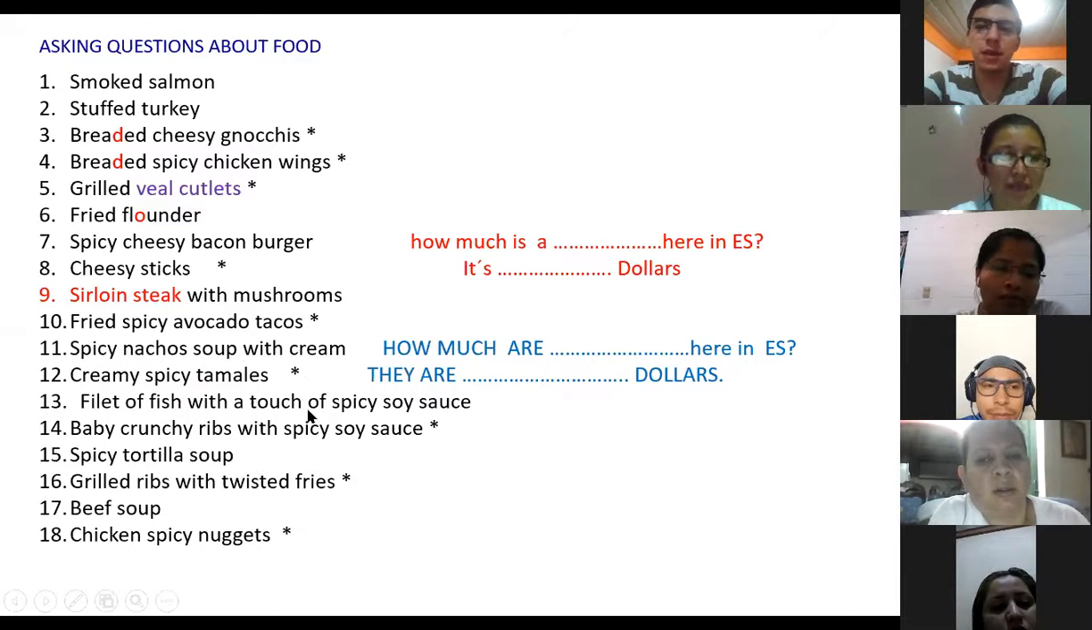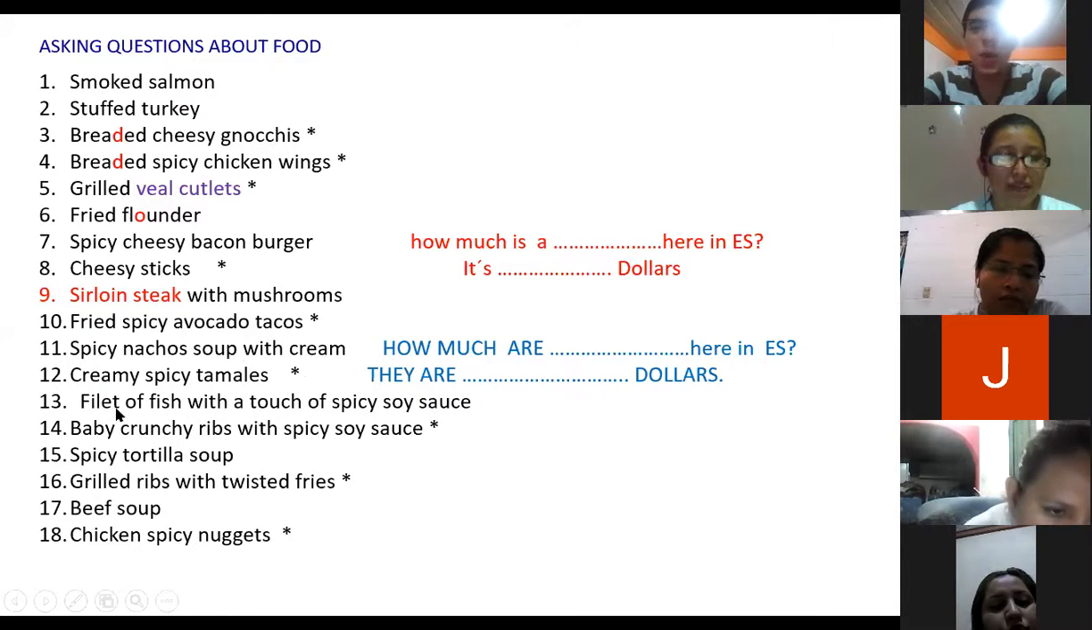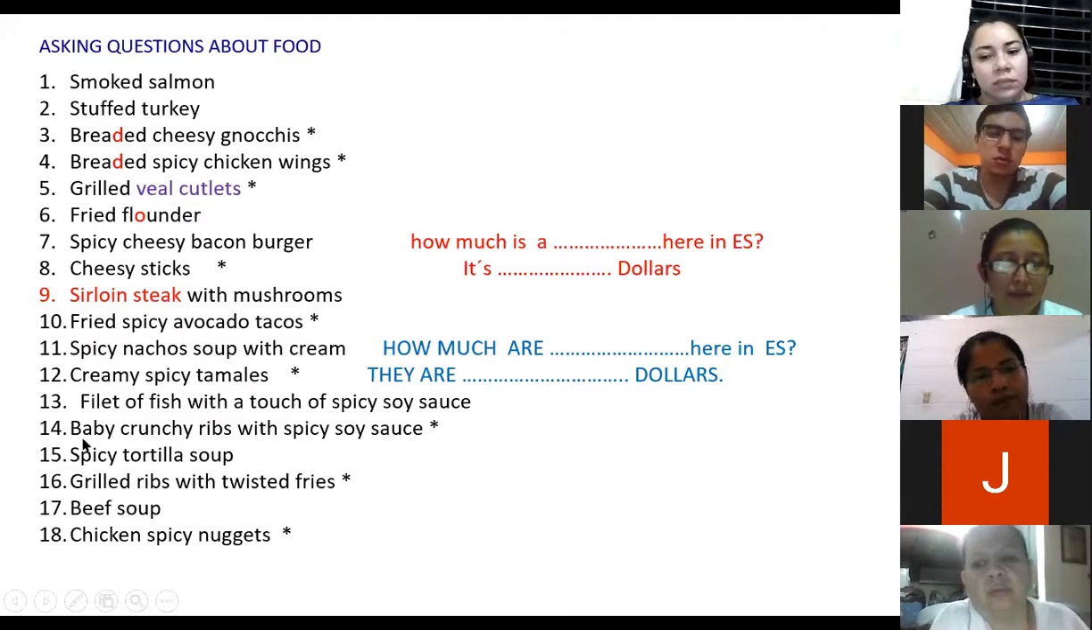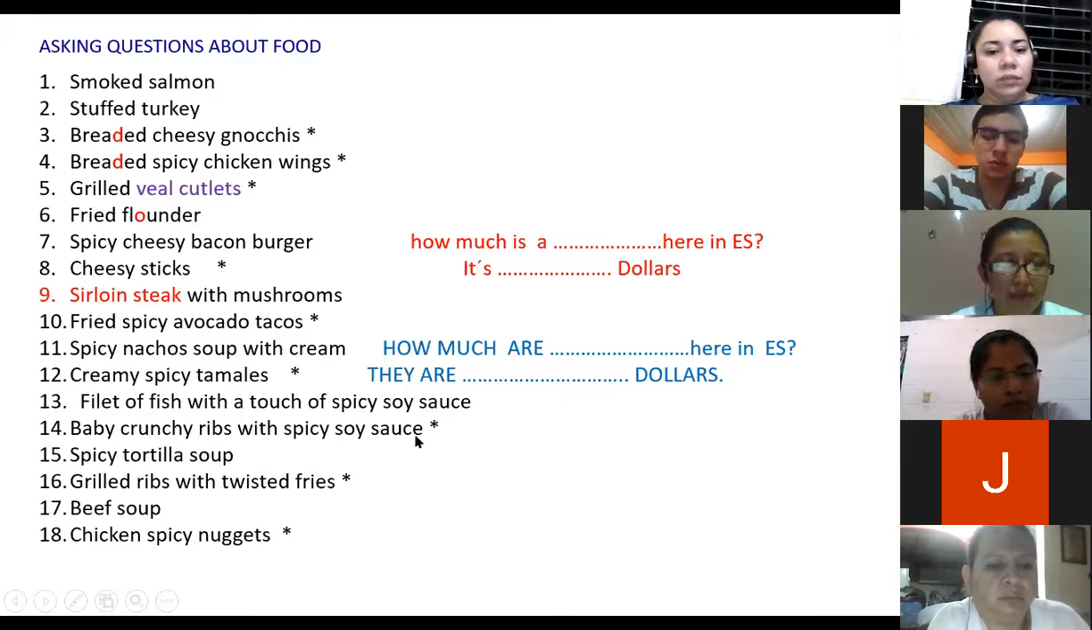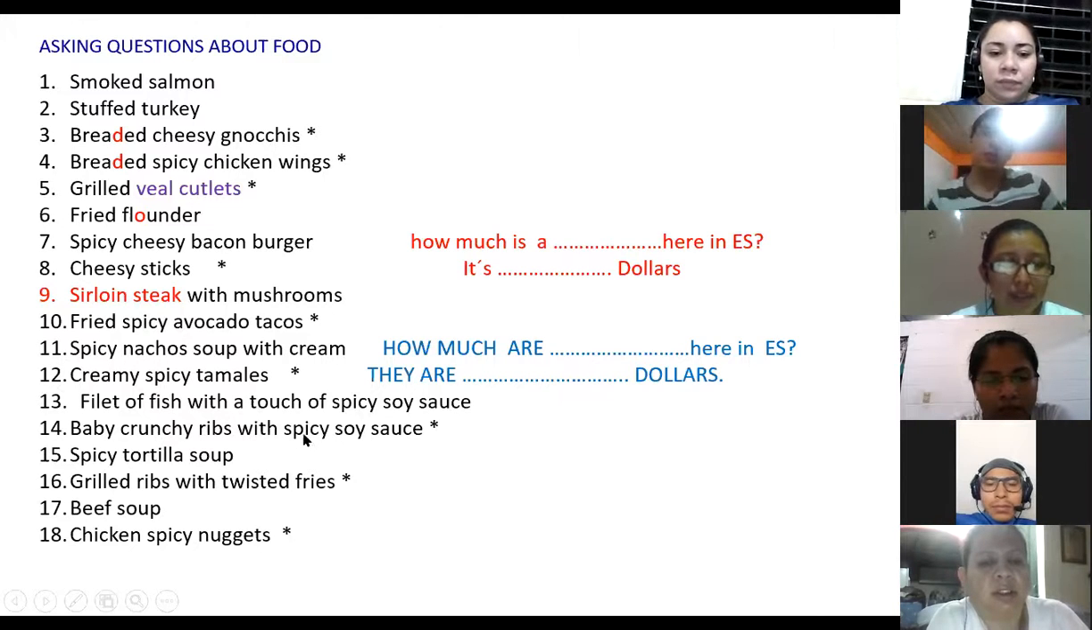Fillet fish with a touch of spicy soy sauce. Excellent. Baby crunchy ribs with spicy soy sauce. Perfect. Spicy tortilla soup.